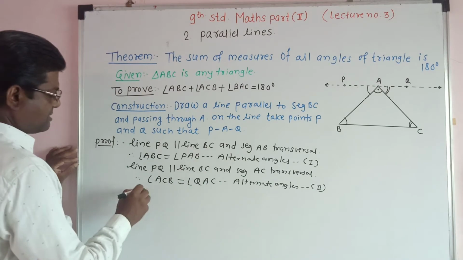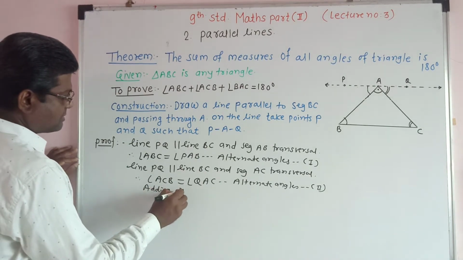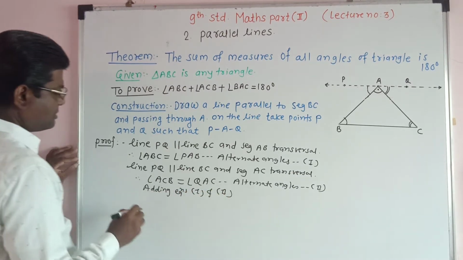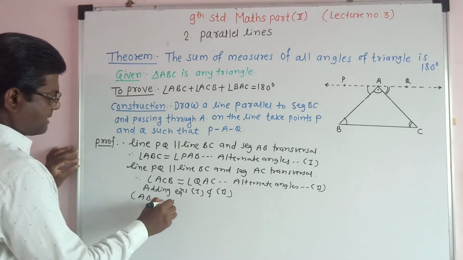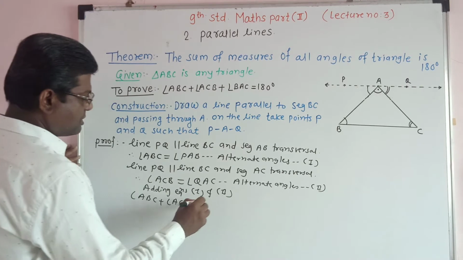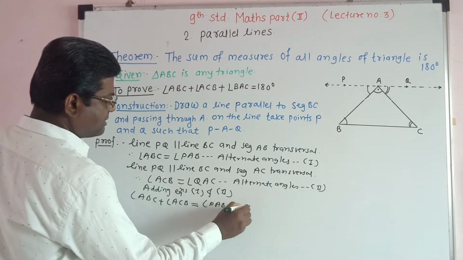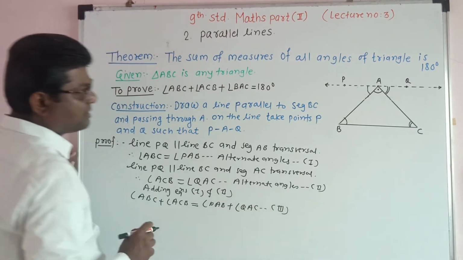Now add equations 1 and 2. So adding equations 1 and 2, angle ABC plus angle ACB is equal to angle PAB plus angle QAC. This is equation number 3.